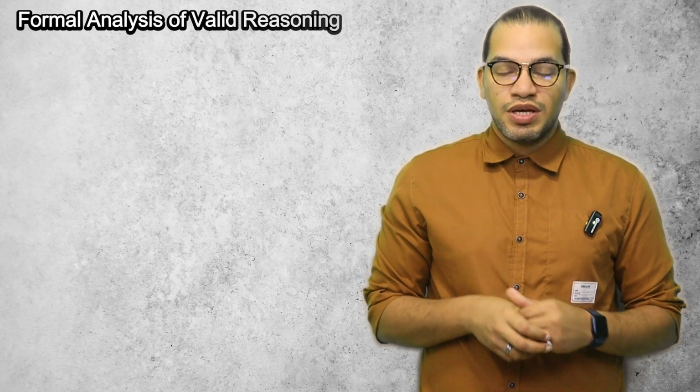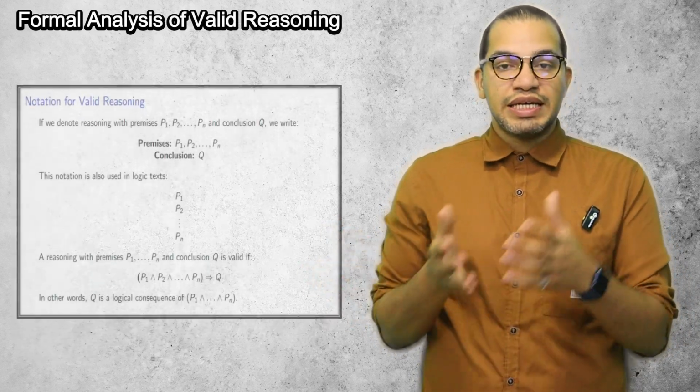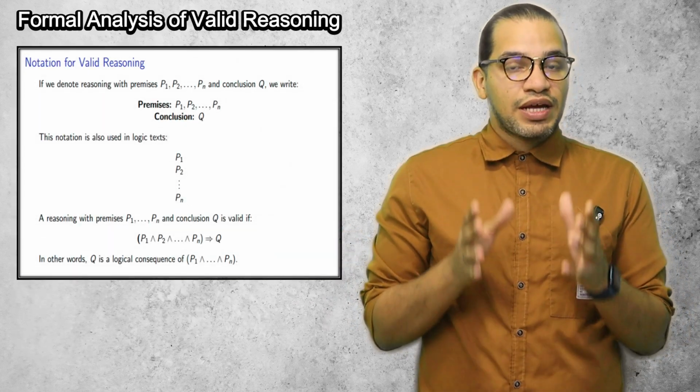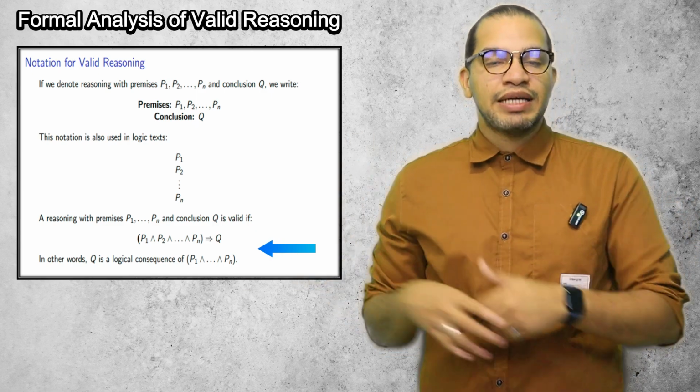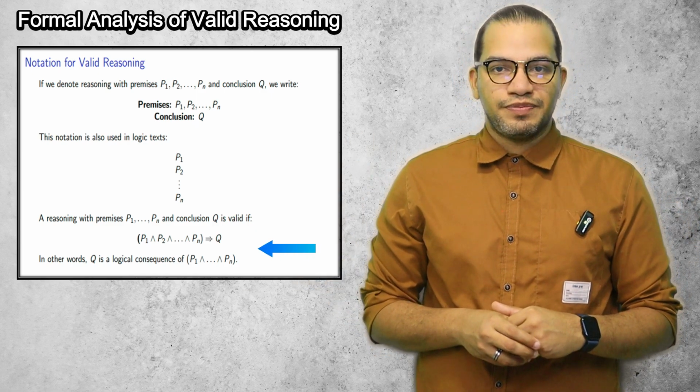Well, a moment of reflection should let you know that in order to assure this, we only need to assure that P and R logically imply Q. This is precisely the definition that we will use for valid reasoning. We will say that our reasoning is valid if the conjunction of all the premises logically implies the conclusion.